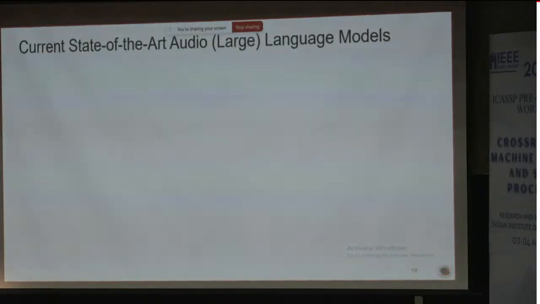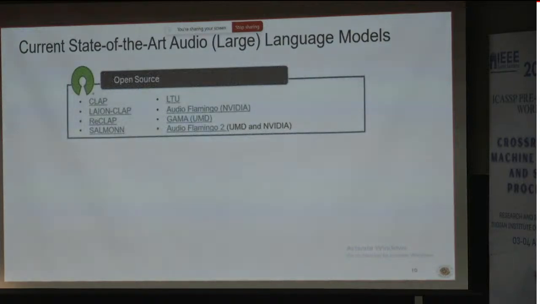So here are the current state-of-the-art language models. And just like with any language model, there are three categories. There's open source, right?